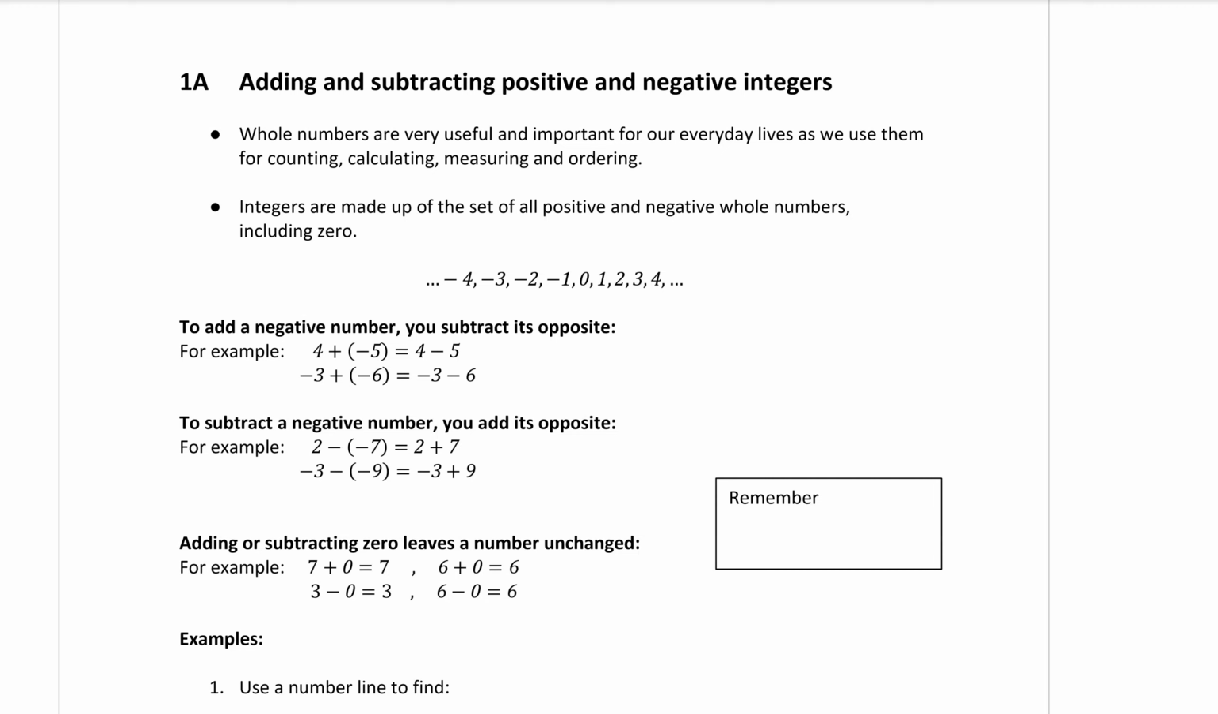Integers. So whole numbers, like 1, 2, 3, 4, are very useful and very important for our everyday lives as we use them for counting, calculating, measuring, and ordering. Integers is a special name that we use in maths. This word, integers, means all the positive and negative whole numbers. You can't have decimals or fractions in there. Positive or negative whole numbers and zero. So all these ones down here are examples of integers.